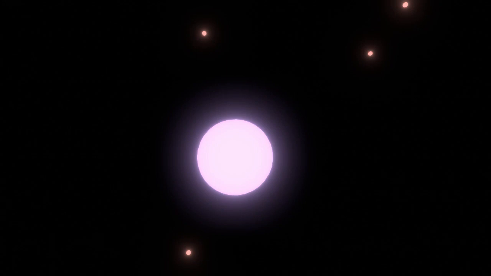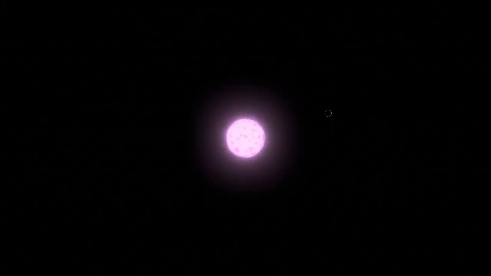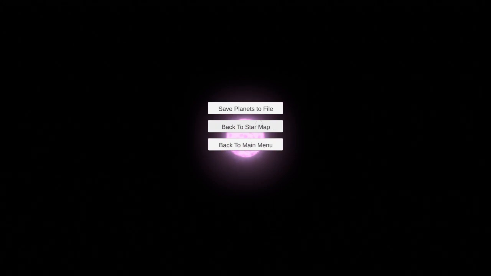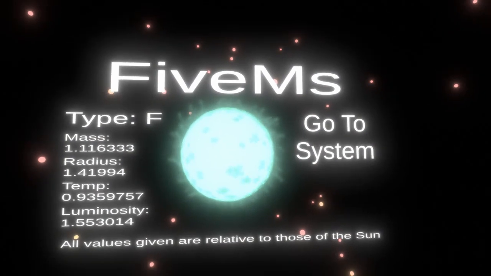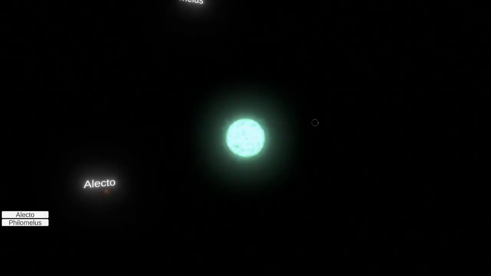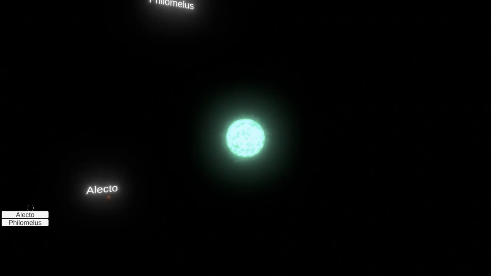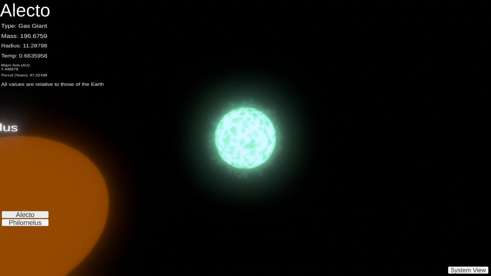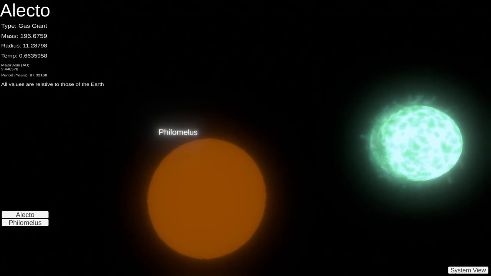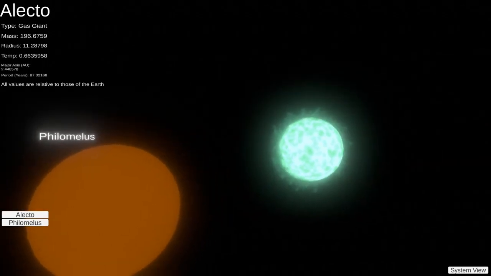But anyway, let's go to system. Oh, this planet doesn't have any stars. We can go back to star map, experience the same problem, but it's all I could think of. Alright, awesome. Electo. Let's go to it, and now we can see the star, or this planet revolve around the star, and now we can see a Philomulus off in the distance revolving as well.